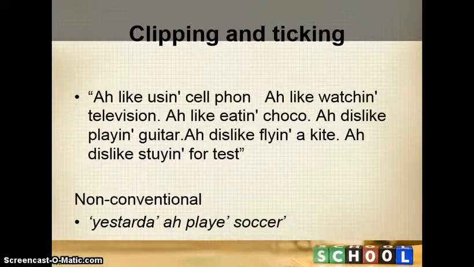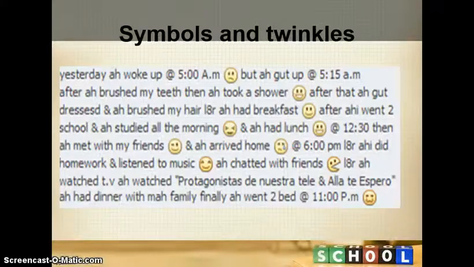So the next one is clipping and ticking, and it's about reducing the last letter of a word. As in the ing form, we drop the g. For instance, I like using cell phone, I like watching television, I like eating choco, and dislike playing guitar, dislike flying a kite, and dislike studying for a test. But the problem is that there are non-conventional changes. For instance, yesterday I played soccer instead of saying yesterday I played soccer.